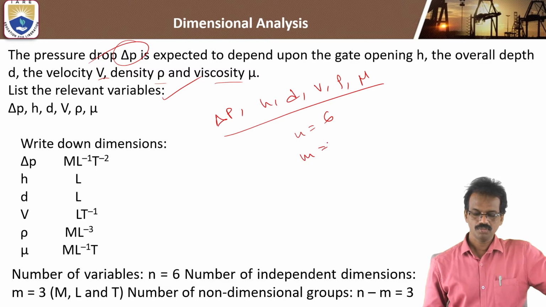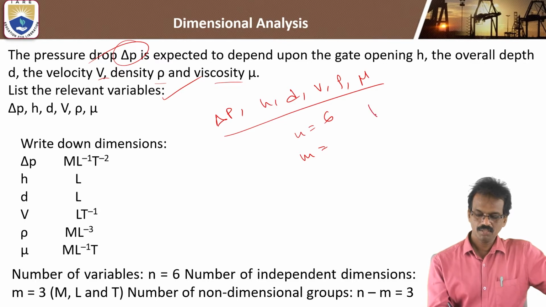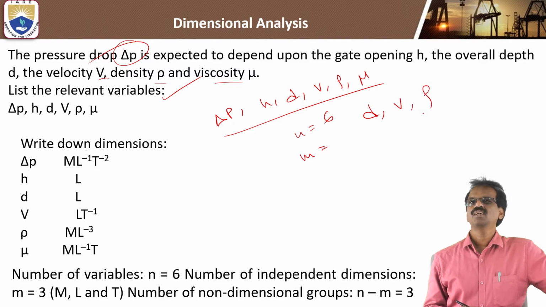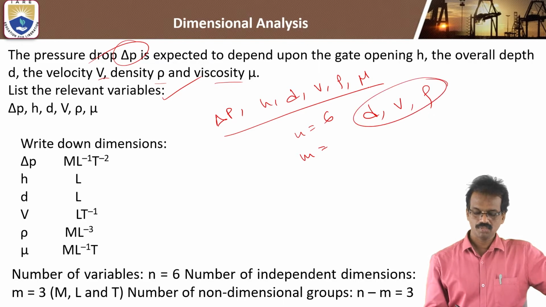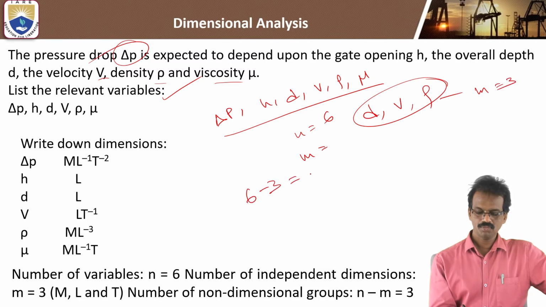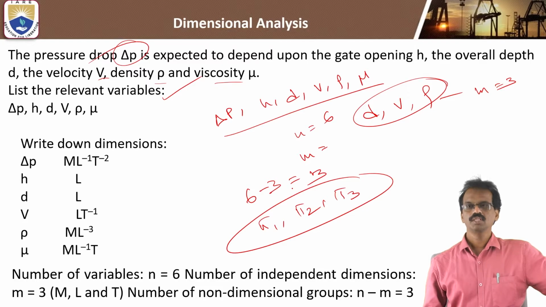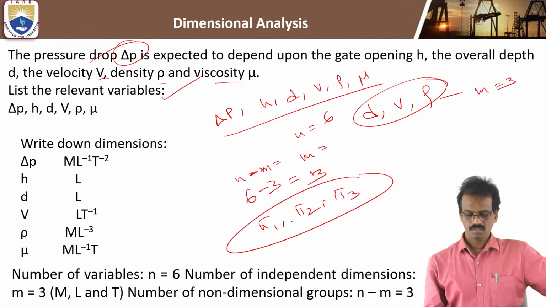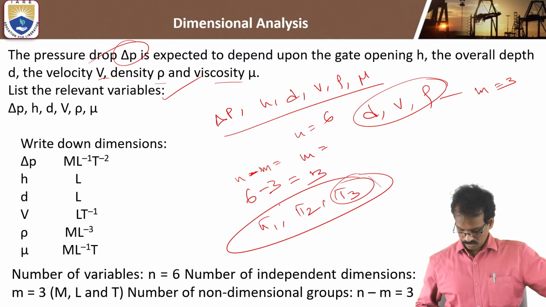In this, m: diameter d based upon the geometry, velocity based upon the velocity, and density based upon the flow. So you have to choose these, so m is equal to 3. Next, 6 minus 3 means 3, so you have to choose pi terms: pi 1, pi 2, and pi 3. Based upon the n minus m formula, 6 minus 3 is equal to 3, so 3 pi terms you have to find out. We'll see this numerical.